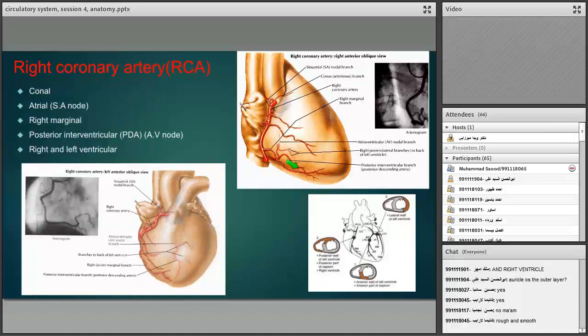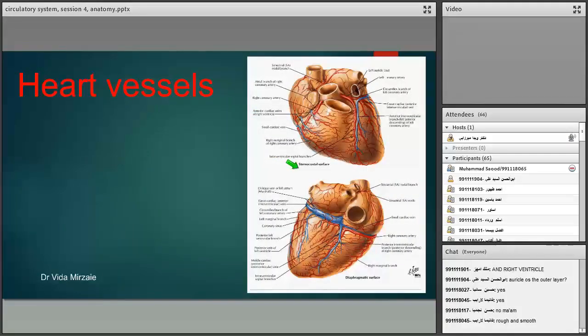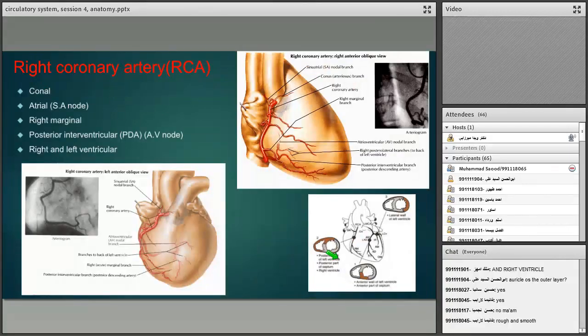This is the last branch. The right coronary artery is also sending some branches to the posterior side of the right atrium and ventricle. Look at these small branches. But the main branches are these that we introduced, okay? So this is the right coronary artery.